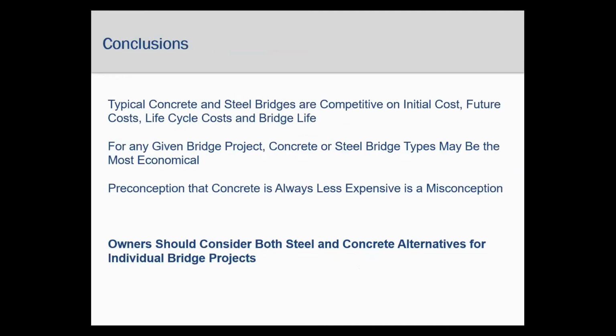So the conclusions of the life cycle cost study are: typical concrete and steel bridges are competitive on initial costs, future costs, life cycle costs, and bridge life. For any given bridge project, concrete or steel bridge types may be the most economical. Again, that preconception that concrete is always less expensive is a misconception. And in bold here, owners should consider both steel and concrete alternatives for individual bridge projects. Competition between steel and concrete bridges is healthy for the bridge industry, the owner, and the public.